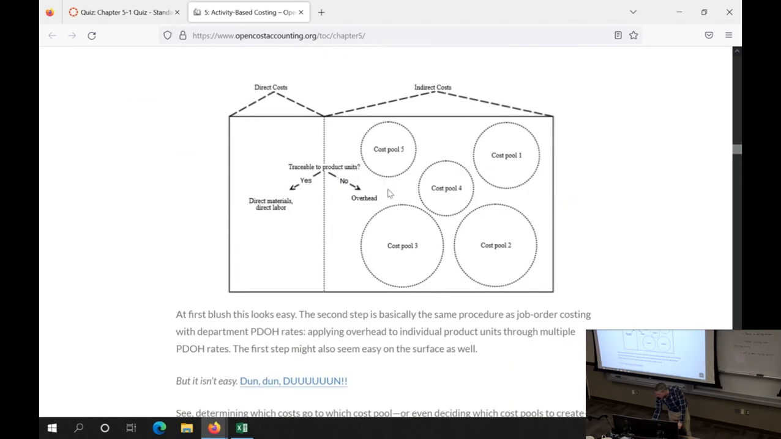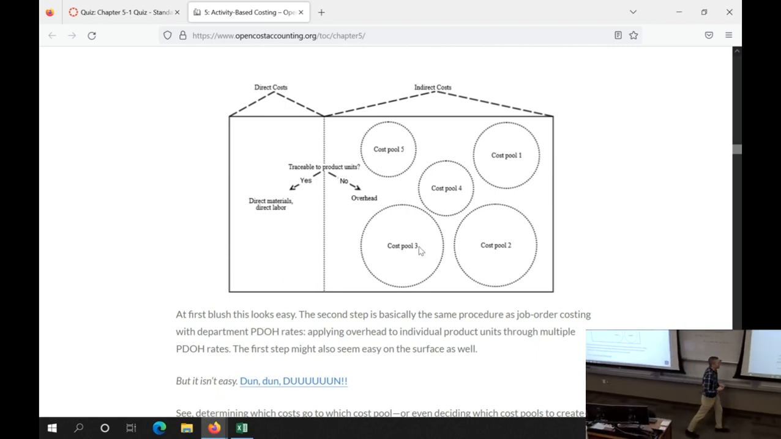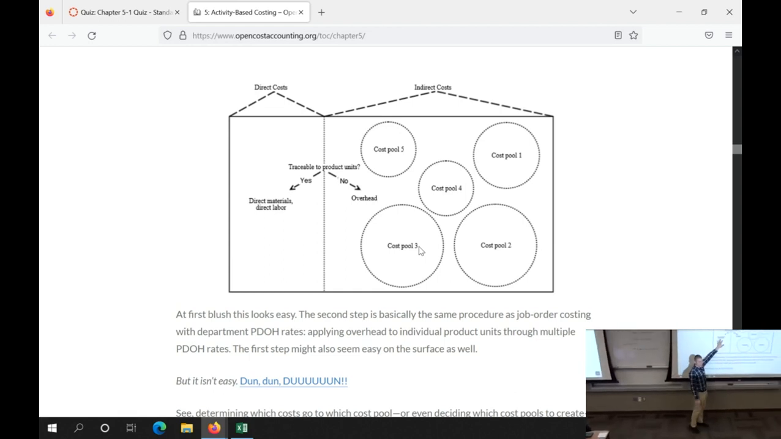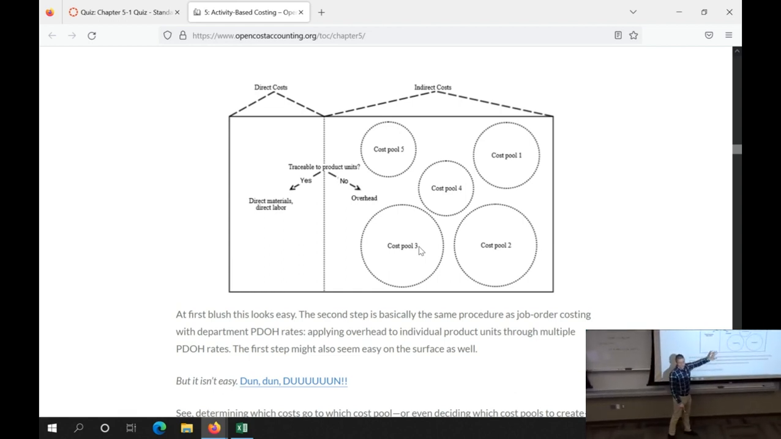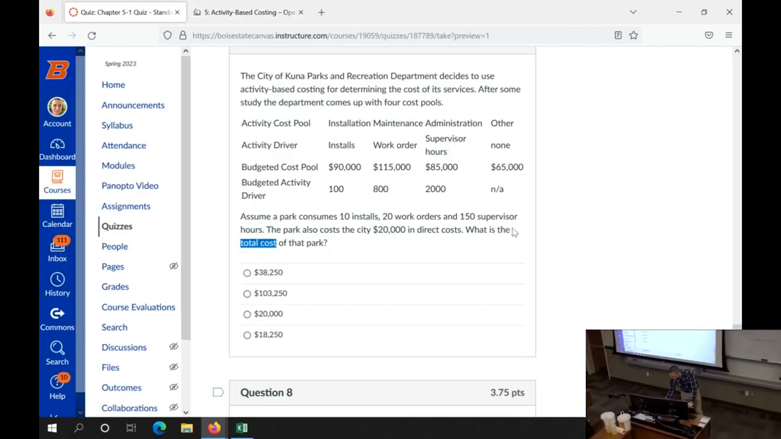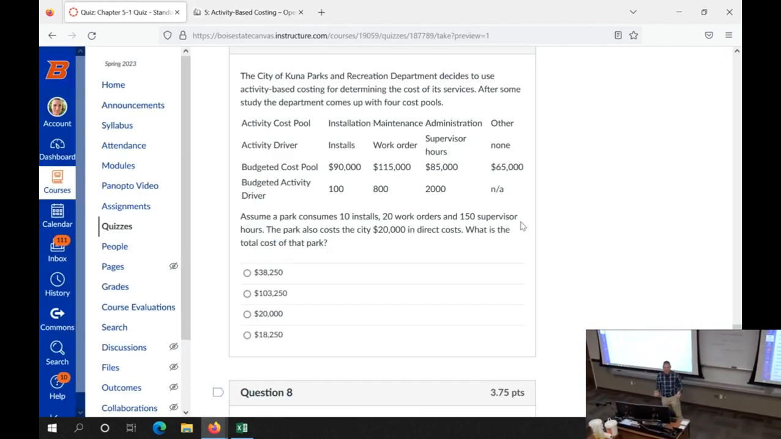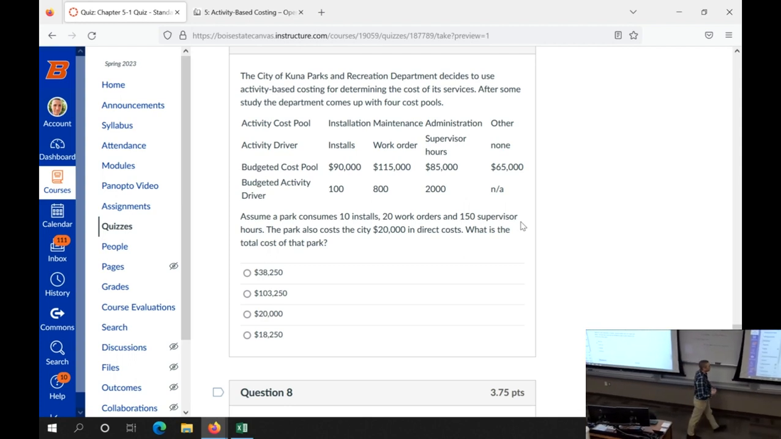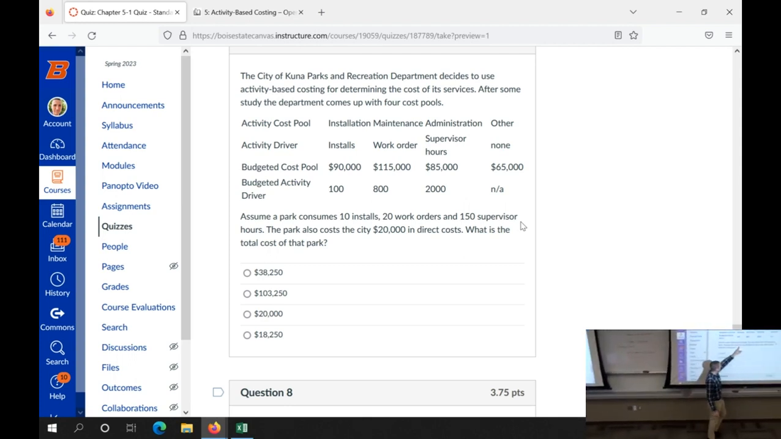Okay, we spend a lot of time thinking about what's going on over here in the indirect costs, in the overhead land, in activity-based costing. But don't forget there still are direct costs that we can trace. So the total cost has to include those direct costs as well. So this kind of question right here, to give away the game a little bit, I can't trick you on these questions as easily. This sentence is very important.